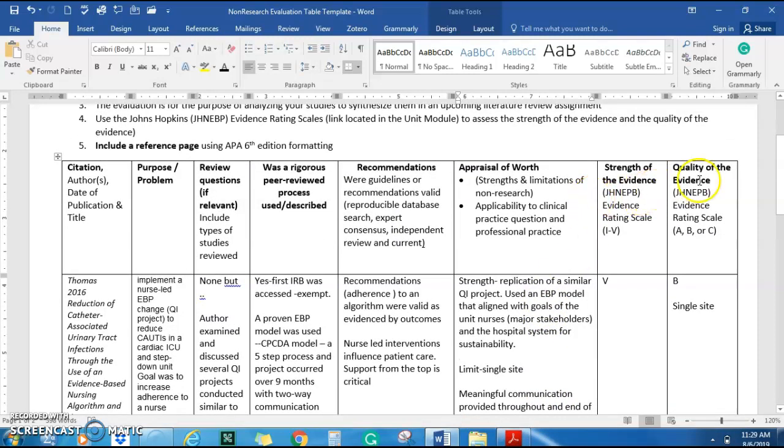The strength of the evidence and the quality of the evidence, it's a 5 because it's a QI project. And this goes back to that Johns Hopkins evidence-based table that you are to use in your Canvas course. And the quality of evidence, I gave it a B just because it was a single site. You'll go look at the criteria. But that's okay. It is what it is.